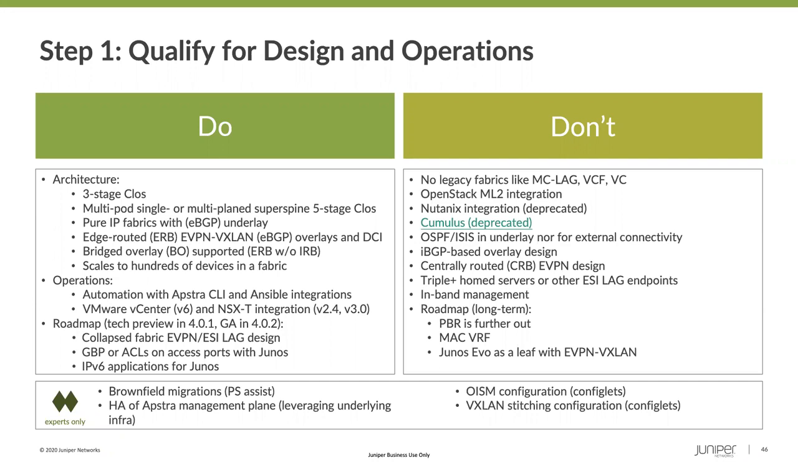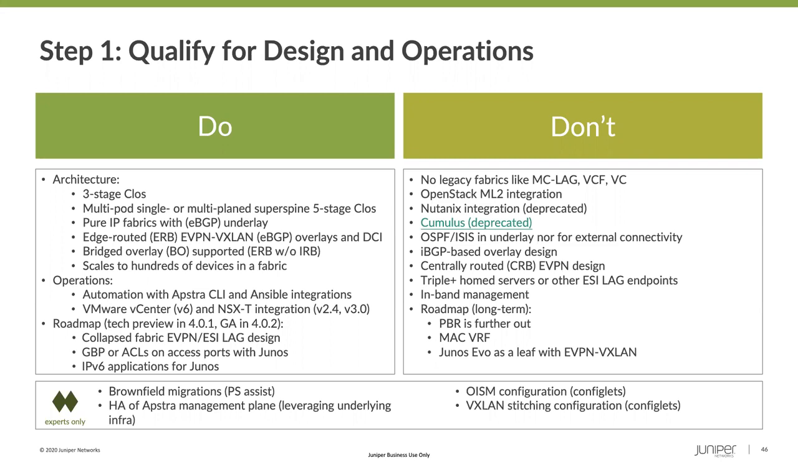For underlay, as mentioned, we do eBGP, not OSPF or any link state database routing protocol. That also goes for iBGP, eBGP only. And once again, that works, not CRB, because we want to do the VXLAN routing on the leaves. That's by design. For very complex multi-homed servers, we don't support the extreme ones. We do support up to three ways of connecting a server for redundancy, but not more.